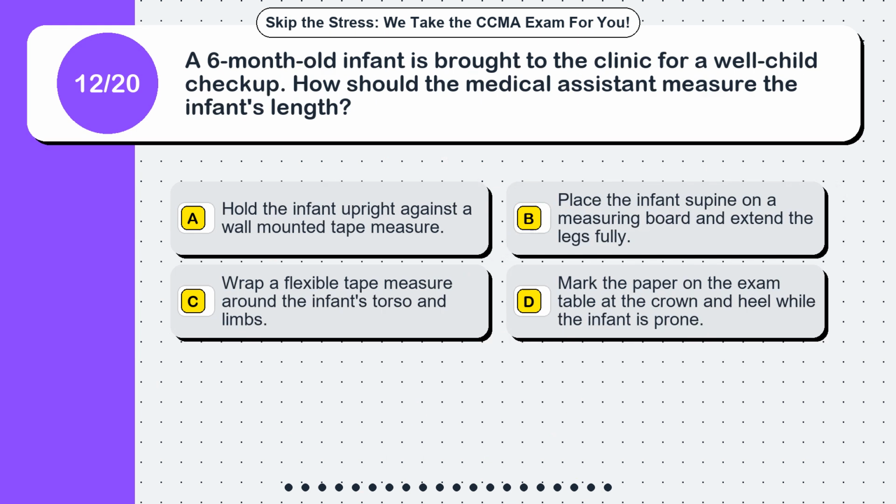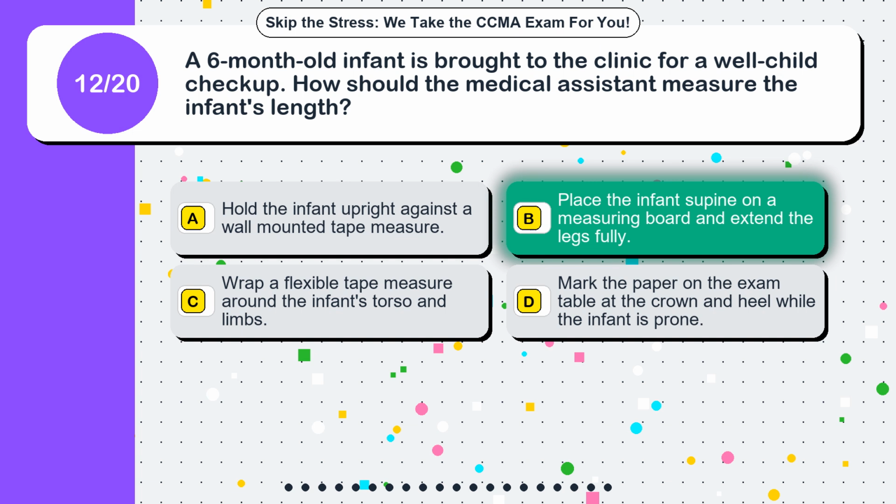Question 12. A 6-month-old infant is brought to the clinic for a well child checkup. How should the medical assistant measure the infant's length? Option A, hold the infant upright against a wall-mounted tape measure. Option B, place the infant supine on a measuring board and extend the legs fully. Option C, wrap a flexible tape measure around the infant's torso and limbs. Option D, mark the paper on the exam table at the crown and heel while the infant is prone. The correct answer is option B.